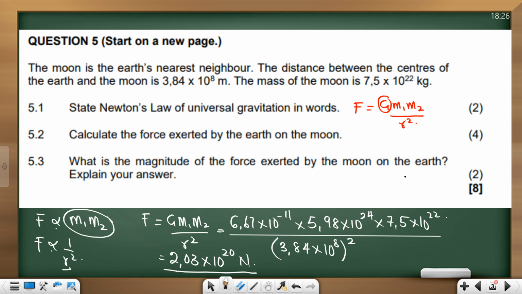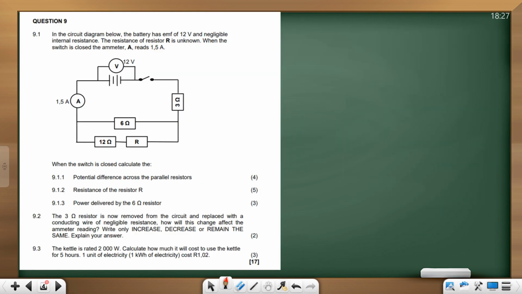What is the magnitude of the force exerted by the moon on the earth? Third law. We did a question like this last week. All right. Okay. So our answer here would be same as 5.2. Why? We are using what? Newton's third law of motion. If object A exerts a force on object B, object B exerts a force on A, equal in magnitude but opposite in direction. Right. Beautiful. There we go.